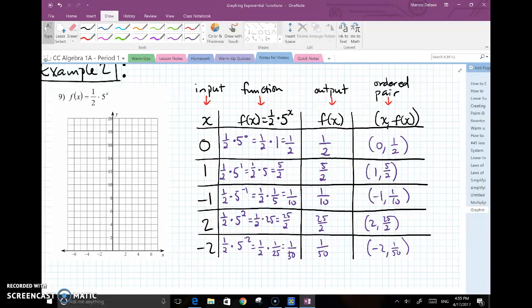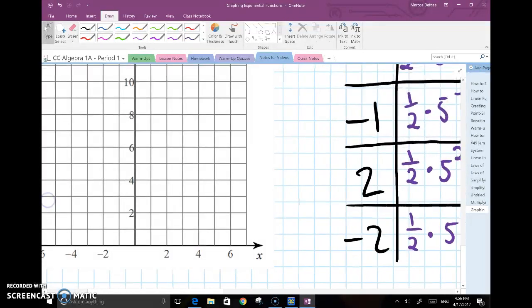So I have 0 comma 1/2. So 0 comma 1/2 would be here. 0 comma 1/2. Okay, this is 1. So half of that, that's 0 comma 1/2.